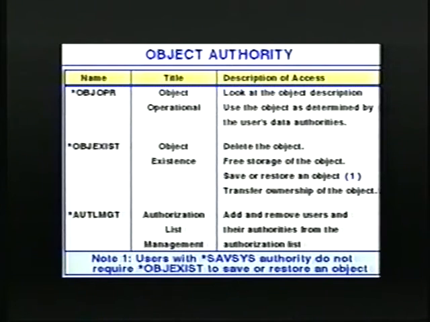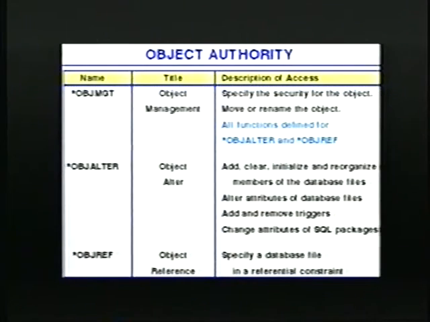Authorization list management authority is a very special authority that deals only with authorization lists, and with this authority you can add and remove users and their authorities to an authorization list. Object management authority is an authority which the owner grants to some other individual to allow the other individual to be able to change the security specifications of an object, to move or rename the object. Now, object management authority also includes the functionality that's included in the two database authorities, object alter and object ref.